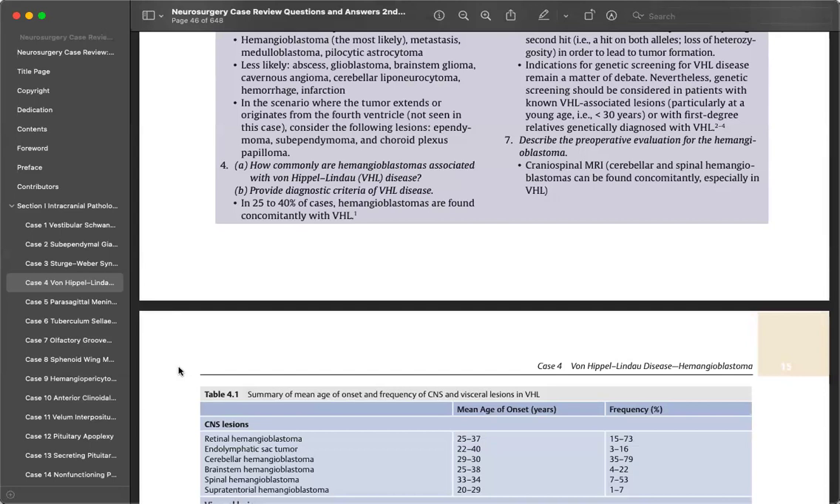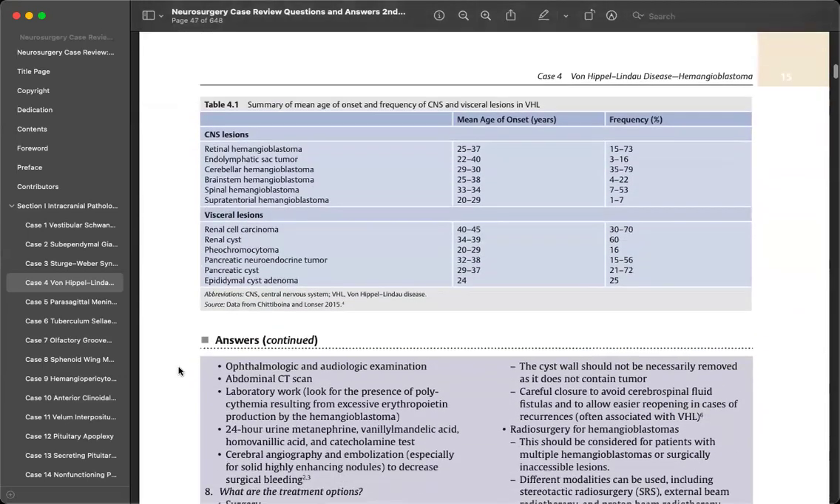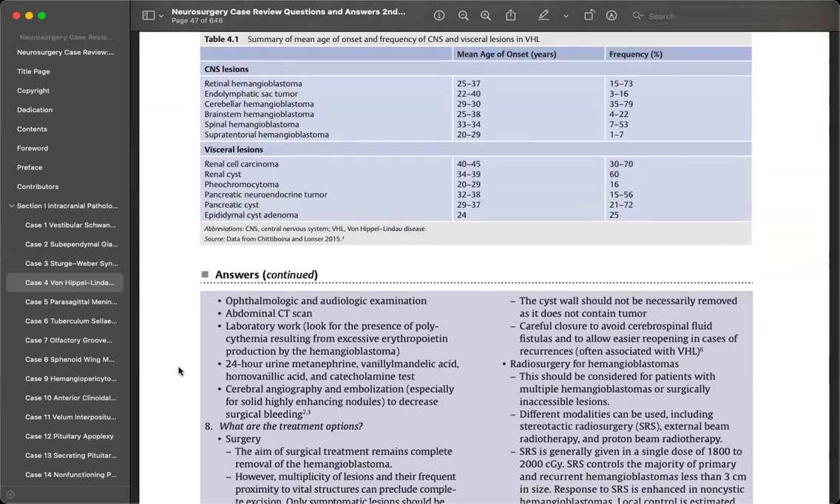Okay. So ophthalmologic and audiologic assessments, of course, based on the tumors that we know are associated with VHL. One has to assess the eye for retinal hemangioblastomas, and then also assess the ears based on the possibility of an endolymphatic sac tumor. And then abdominal CT to assess for the visceral lesions. It's also important.